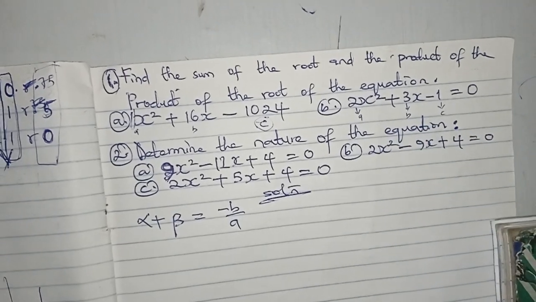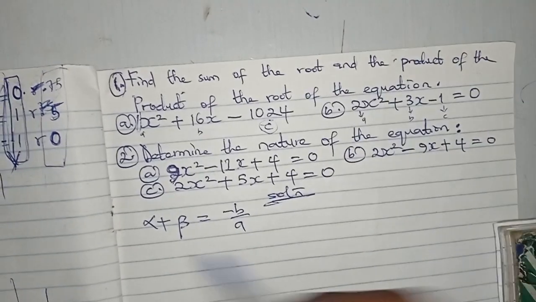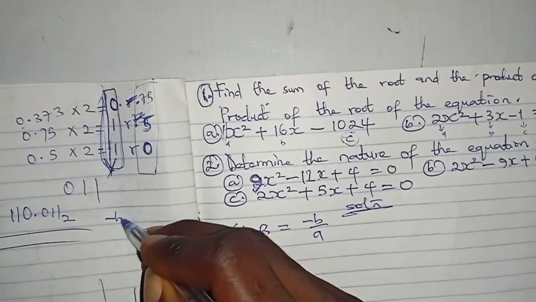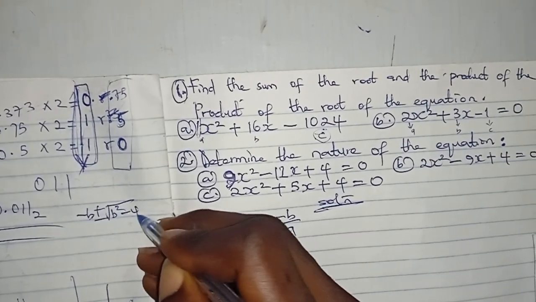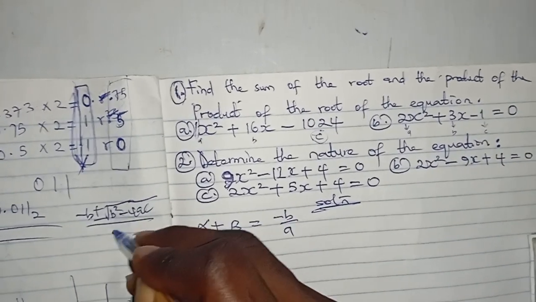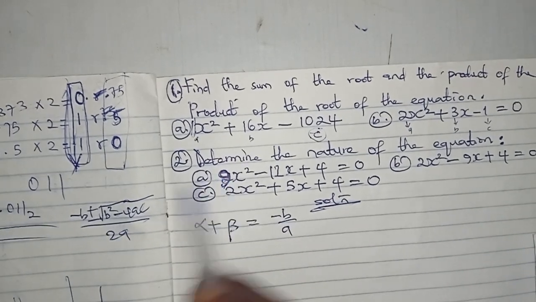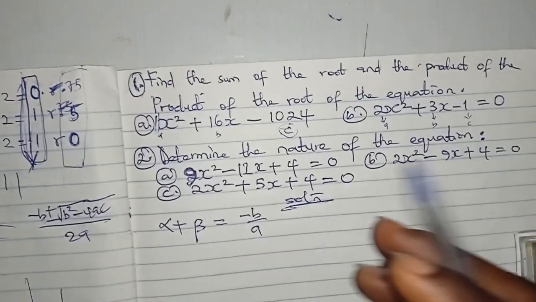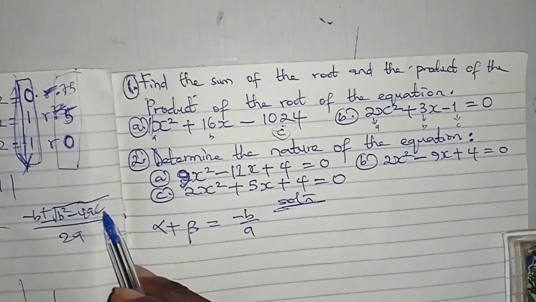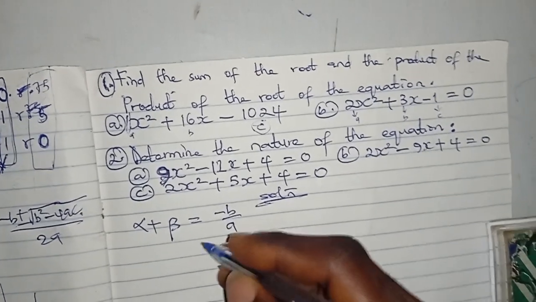The same thing with when you are solving using the formula method, where we normally do minus b plus or minus root b squared minus 4ac over 2a. We will be using the coefficients for b, for a, and for c. And c does not have any variable, it's a constant. So that's the simplest way of applying it.